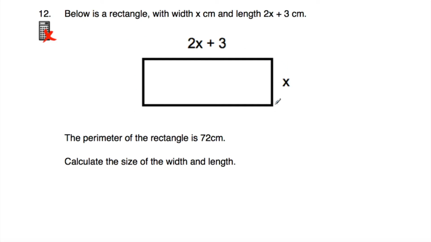So if the length of the right hand side is equal to x, the length of the left hand side would be equal to x as well. And if the length of the rectangle is 2x plus 3, that means this length would also be 2x plus 3. So we've got the lengths of all the sides.